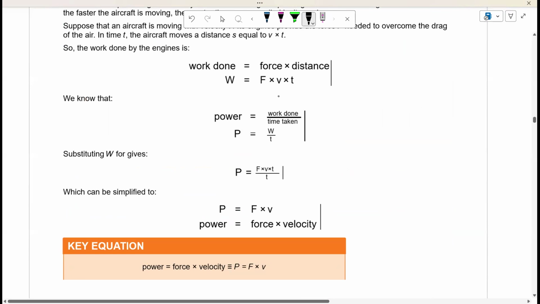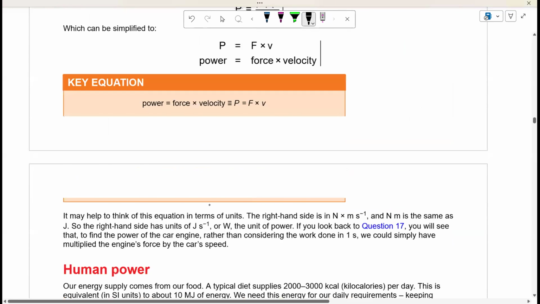distance के equal होता है, इन्होंने दूसरी तरीके से किया हुआ velocity into time के, ठीक है? And when you divide work done with the time, तो time से cancel हो जाएगा, F into V हो जाएगा, and we have this one.